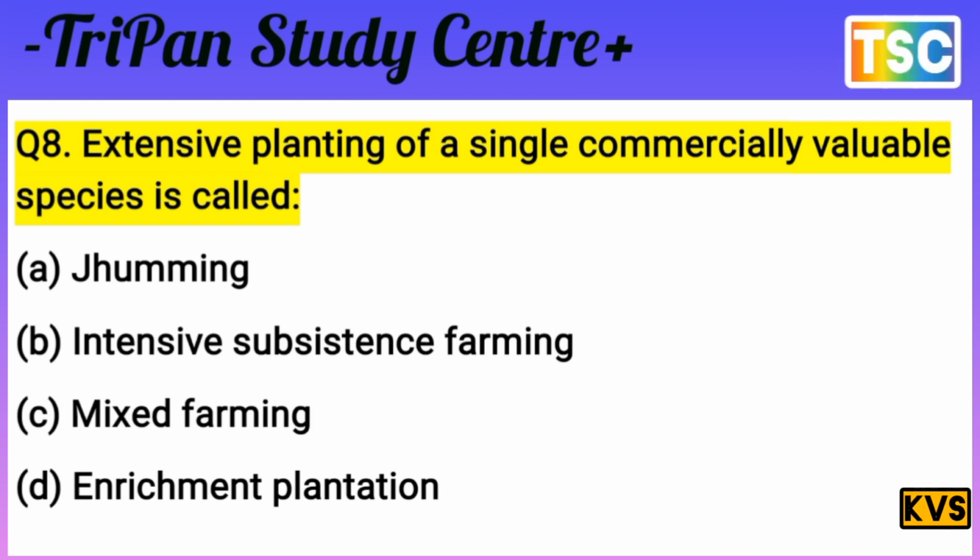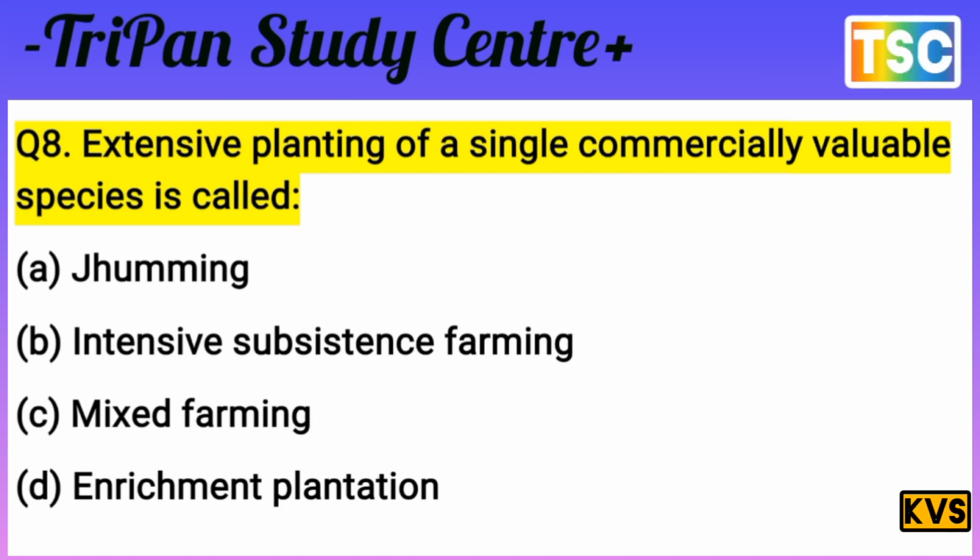You must have thought of your answer. Let's see what our answer is for this question. The question is important for the exam view. Extensive planting of a single commercially valuable species is called what?